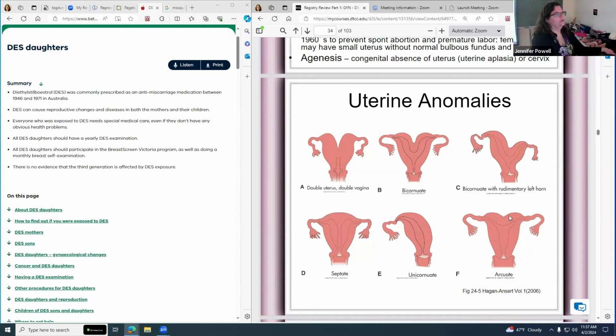So this arcuate has a smaller indentation than the bicornuate. This is that duplication. Septate has a dividing septum, however, the fundus is normal, and unicornuate.